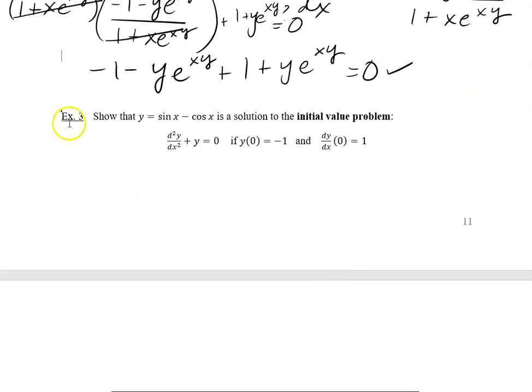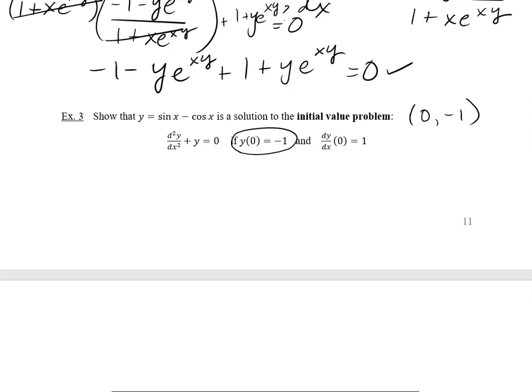Let's do one more here. Show that y equals sine x minus cosine x is a solution to the initial value problem. With an initial value problem, they are giving you an extra piece of information about the solution, and that would be an ordered pair. So they're telling you this is your differential equation, and they're also telling you that y of 0 equals -1. That means the specific solution curve they want goes through the point (0, -1). That's from this piece of information. They're also telling you that dy/dx, the derivative at x equals 0, has a slope of 1. We'll come back to that part in just a moment.